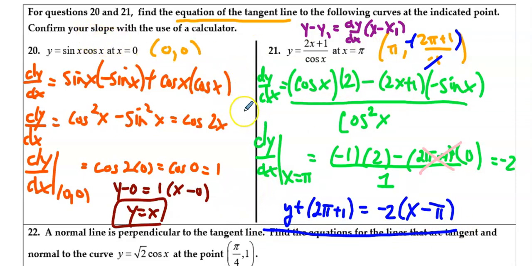So what do we do for these problems? We plugged x into our original function, and that gave us the y coordinate of the point for our tangent line. And then we took the derivative of our function. We used the product rule here, and we used the quotient rule here.